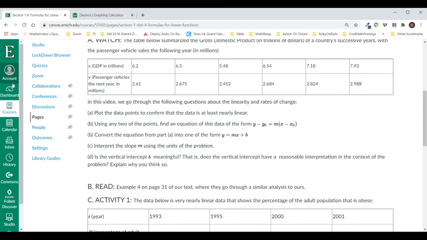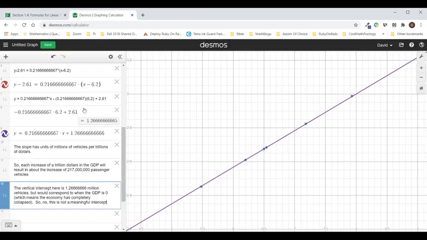Let's see if we've answered all the questions. We plotted the points, we found a line, we converted the line, we interpreted the slope, and we said, no, the vertical intercept b is absolutely not meaningful. You notice they didn't actually ask us about the horizontal intercept. But I doubt we ever get a horizontal intercept of 0, right? Because that would be, when we sold 0 vehicles, what would the gross domestic product have to be? I'm tending to think that would actually have to be a negative gross domestic product, which would also not be meaningful. So that's the end of our problem.